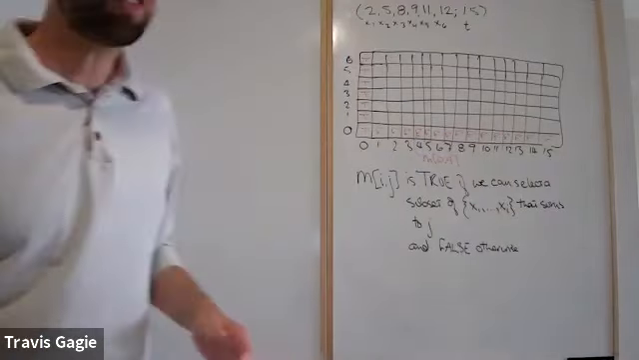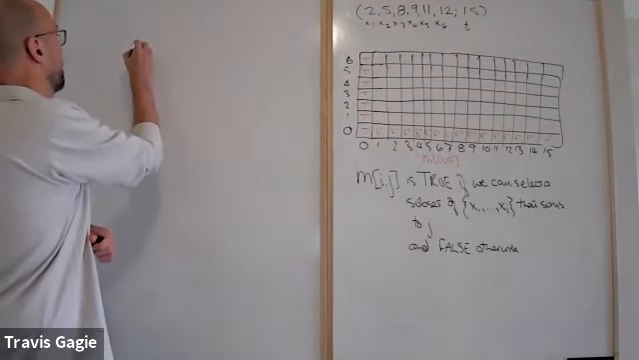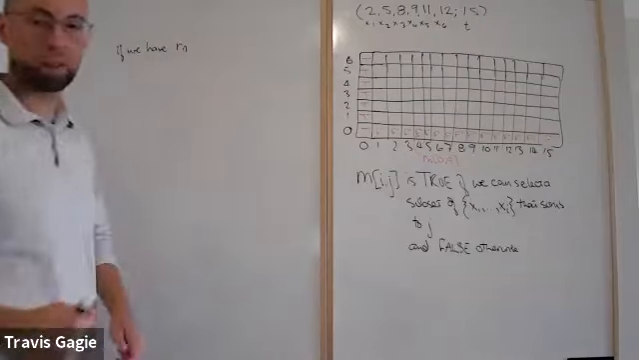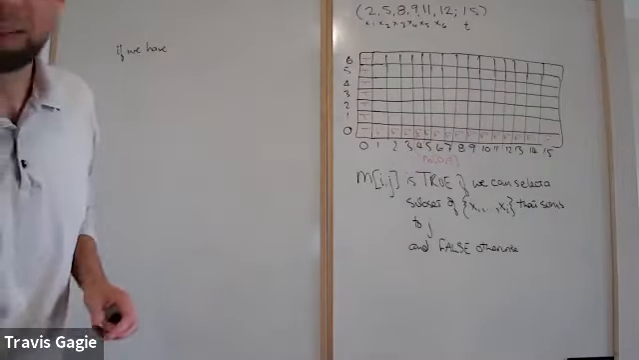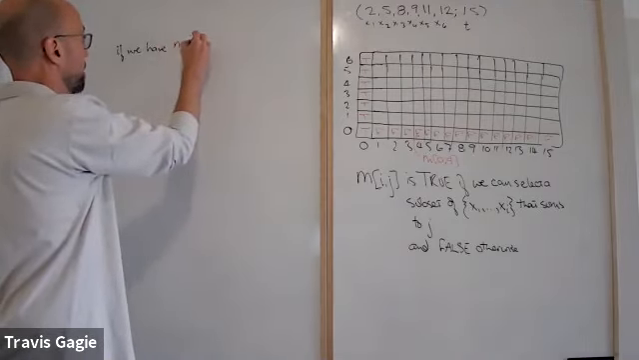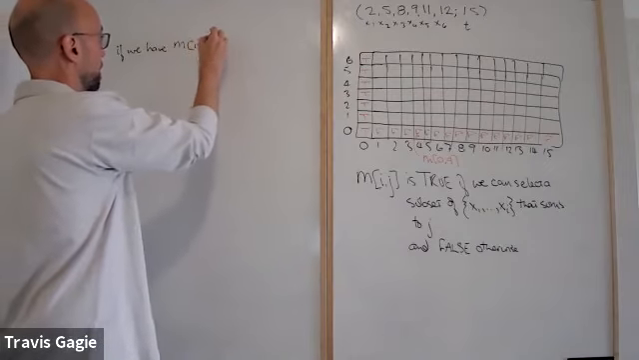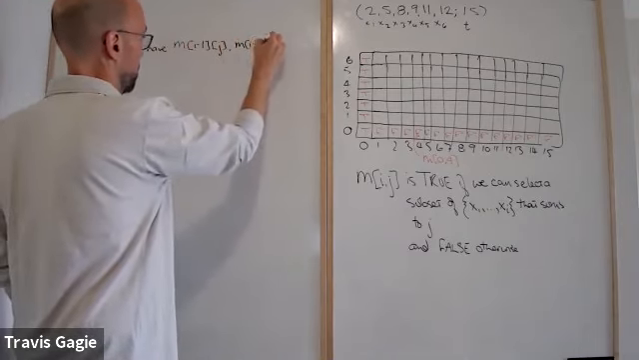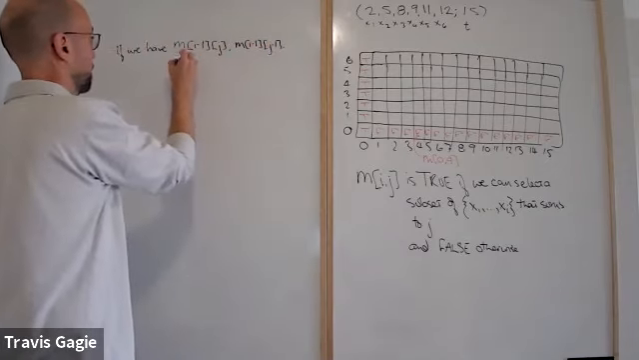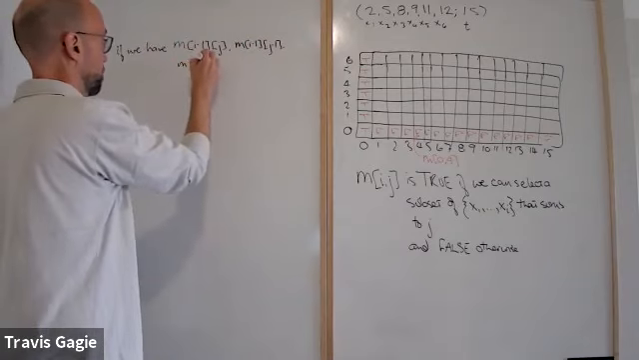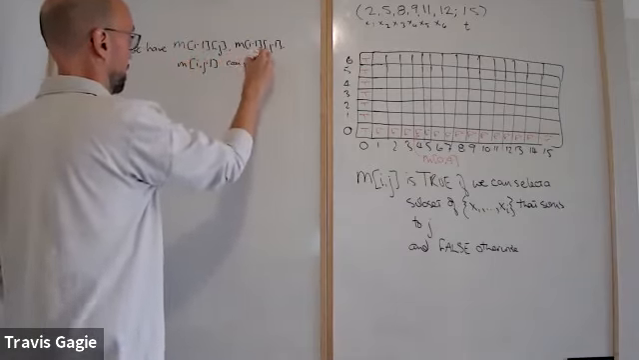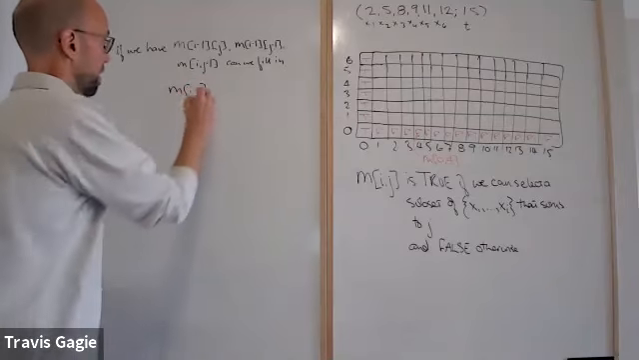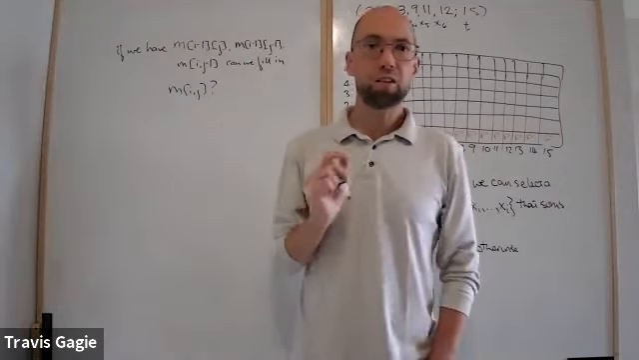Okay. So now the question is, if we have M i minus 1 j, M i minus 1 j minus 1, M i j minus 1, can we fill in Mij? And the answer is not exactly. We don't just need these.